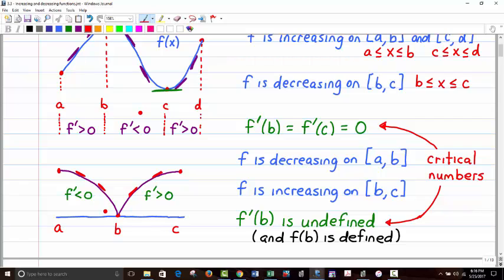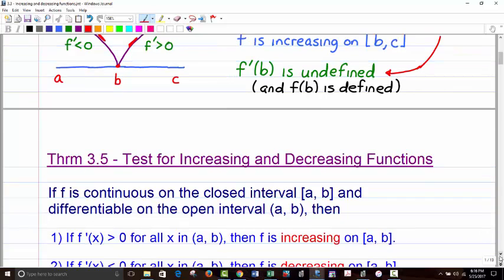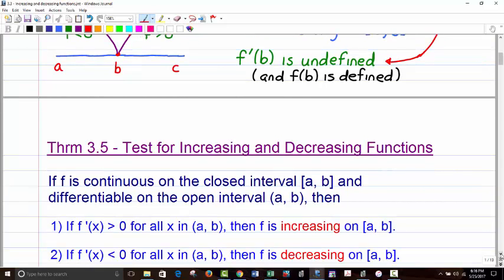So we have decreasing from A to B, and then increasing from B to C. As you can tell now, when we look at an interval, if we know that all the slopes in the interval are negative, we have a decreasing function. If the derivative is positive in the interval, you have an increasing function. And that definition is coming right up. Here it is.